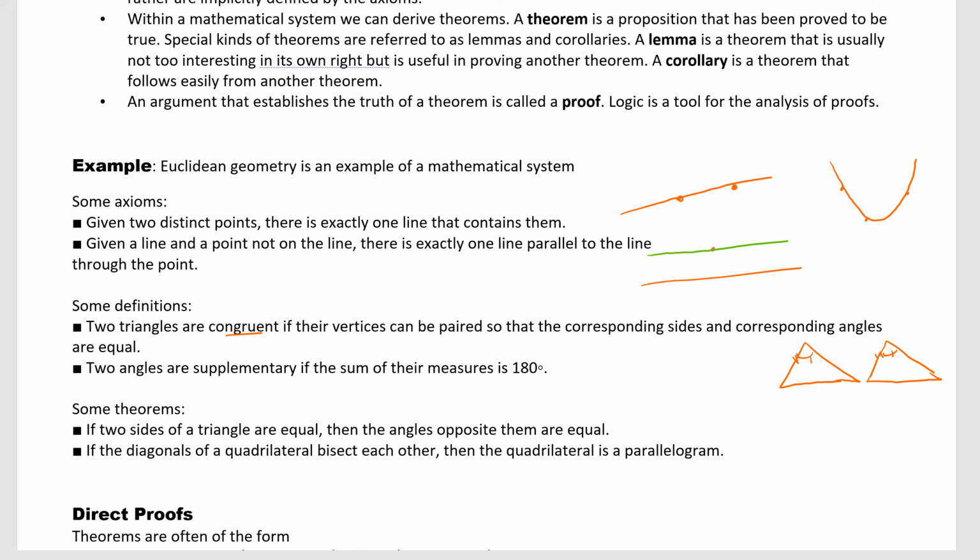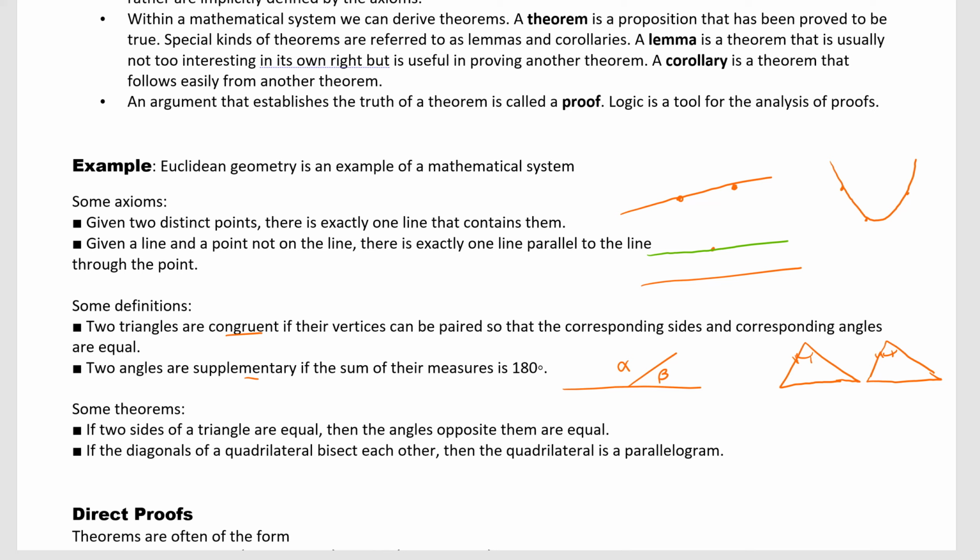Next, two angles are supplementary if the sum of their measures is 180 degrees. So the picture is like this. So we know this is alpha. This is beta, then we know they're supplementary angles. Okay, because the sum of them is 180 degrees, which is pi. So here are some examples of definitions.